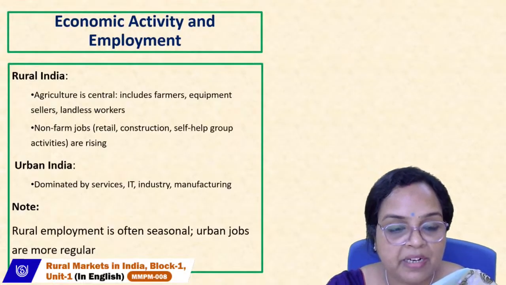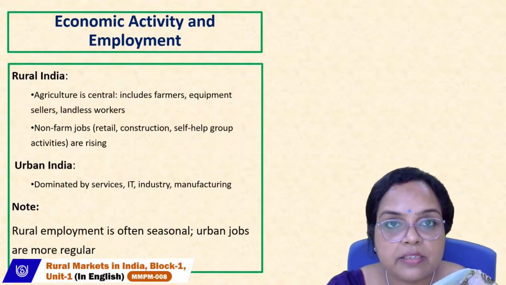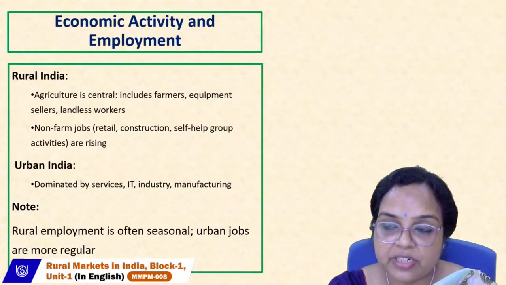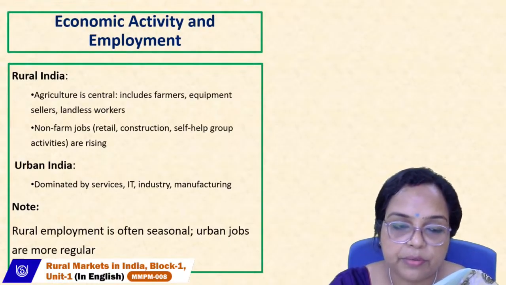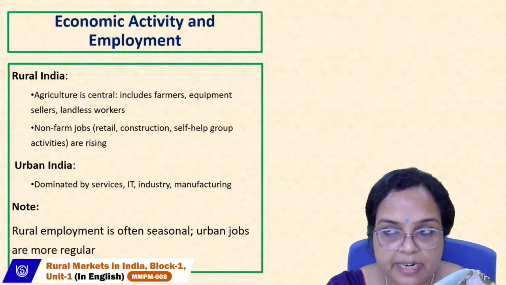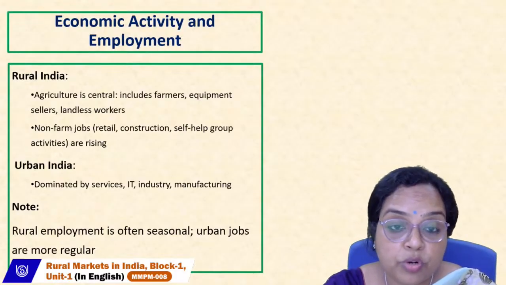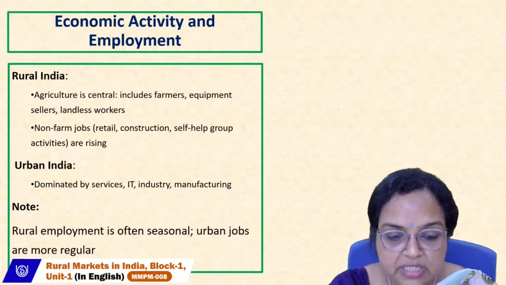Urban India is dependent on the service industry, let's say hospitality service, let's say salon service. They have IT industries, they have manufacturing industry. So in urban India, the major source of income or economic activity has a broader dimension compared to rural India. Rural employment is often seasonal. That means if it is a harvest week or harvest month, they have more income sources. But urban jobs are more regular and have a systematic pattern.